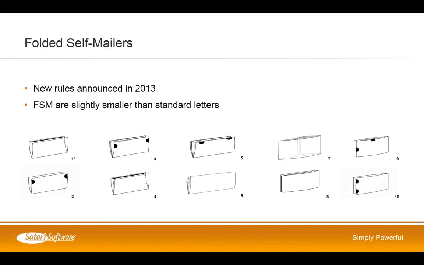So what they did was they put together all of these standards back in 2013. There was one little gotcha, though: the folded self-mailer design is actually slightly smaller than what you would consider a standard letter. Letter size can go all the way up to 11 inches long and up to 3.3 or 3.5 ounces, depending on whether you're machinable or not. However, folded self-mailers are slightly smaller, just to make sure it'll run through that automation equipment.